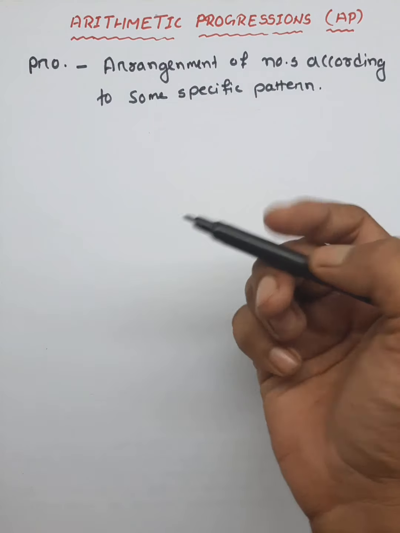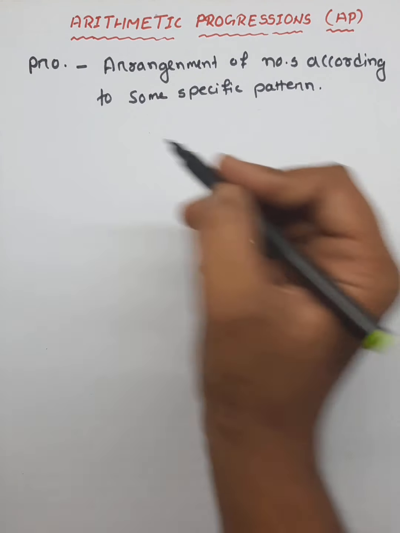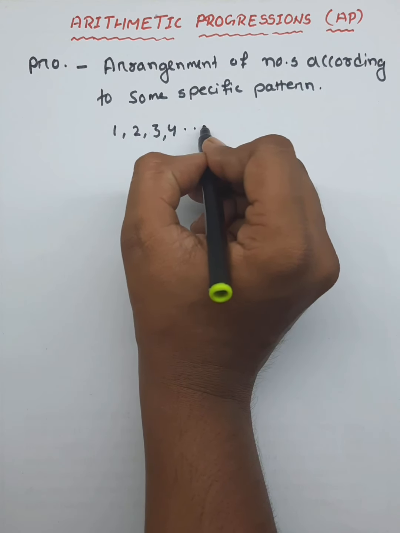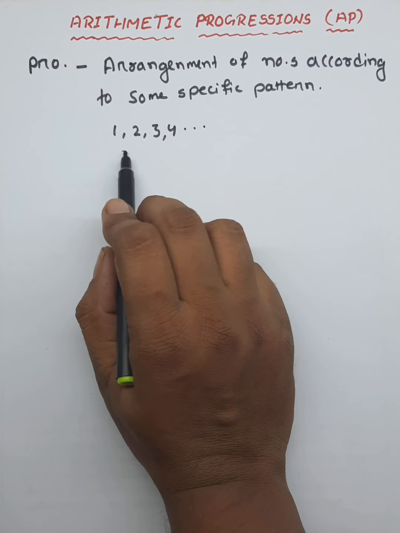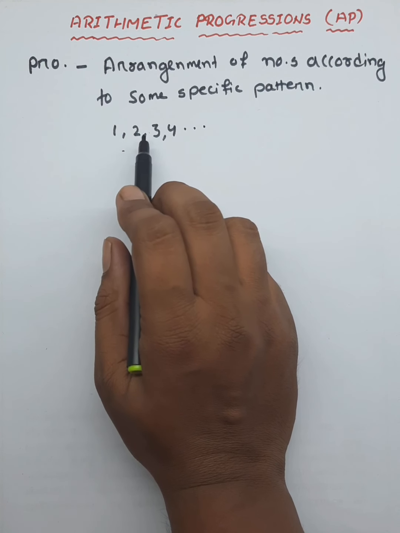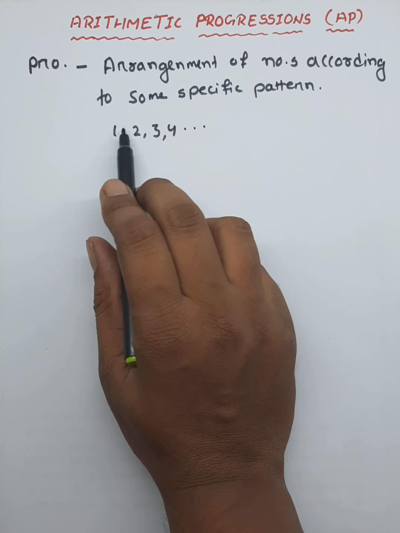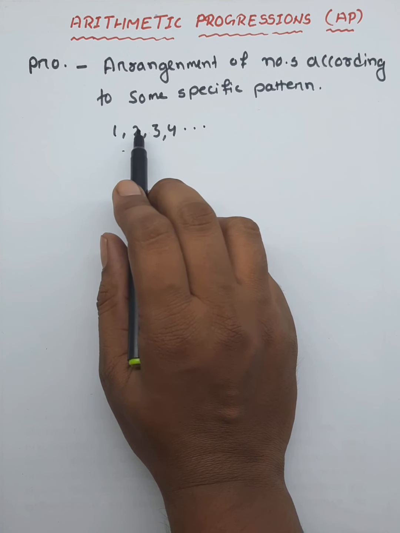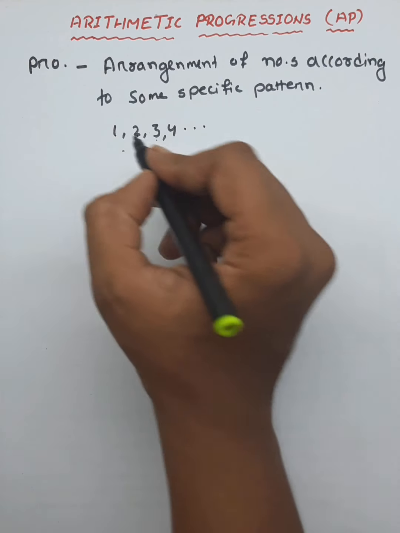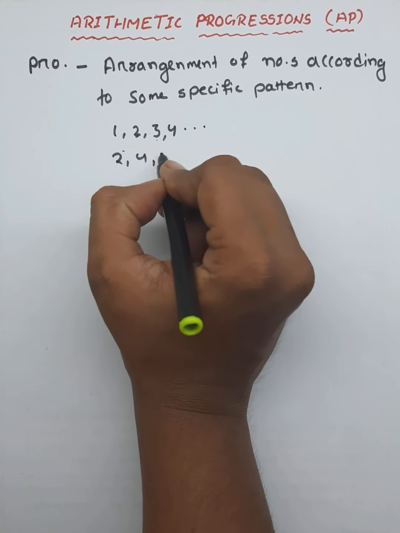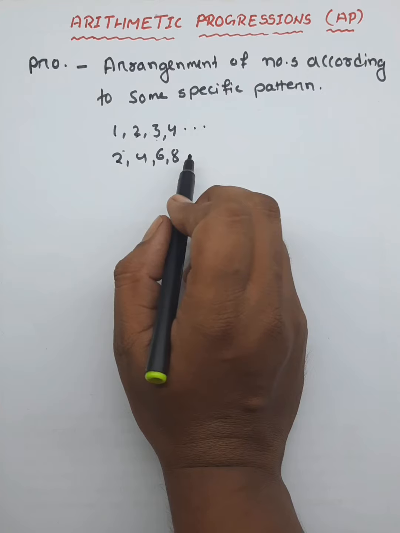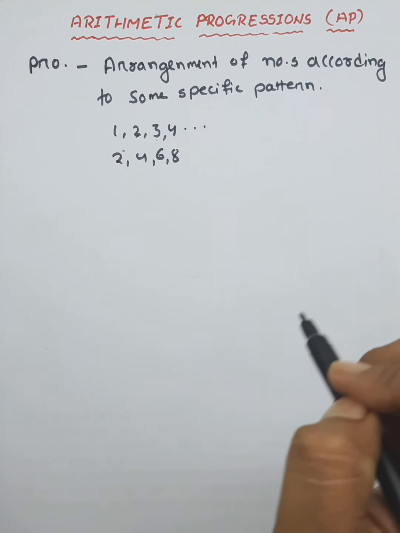If we arrange some numbers in some pattern, let's see, 1 2 3 4 and so on. This can be arranged if we just add plus 1. If we add 1 to 2, we get 3, and likewise. So this is a pattern. Similarly, we can see 2 4 6 8. Here is also a specific pattern. So these are called progression.